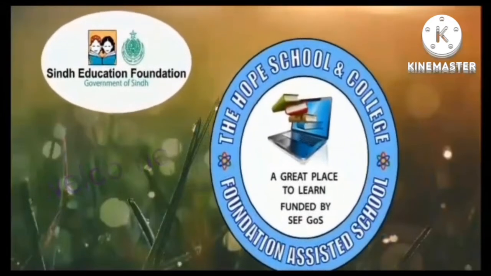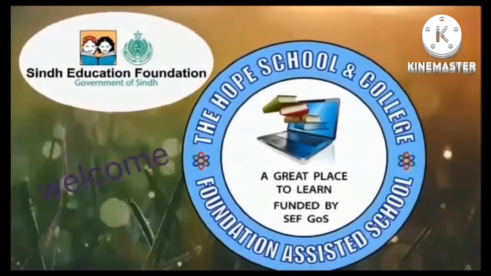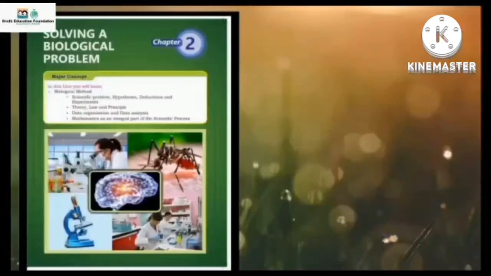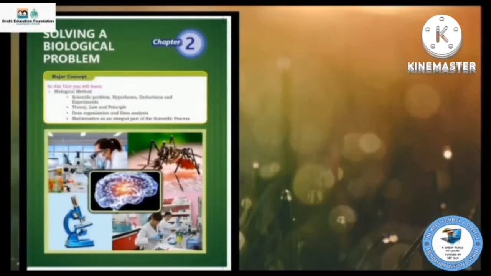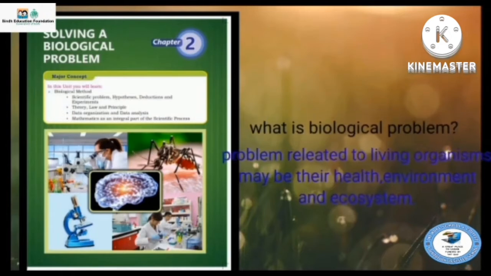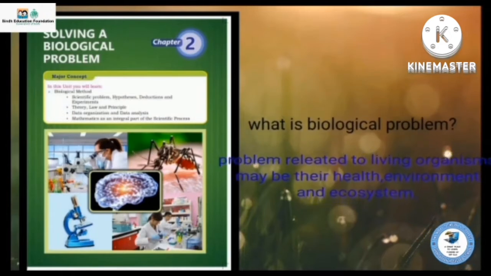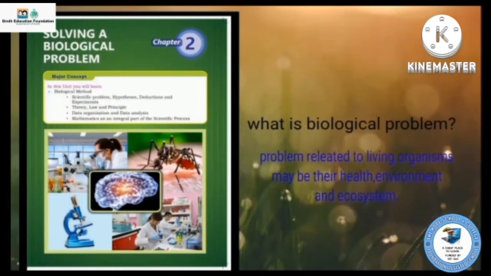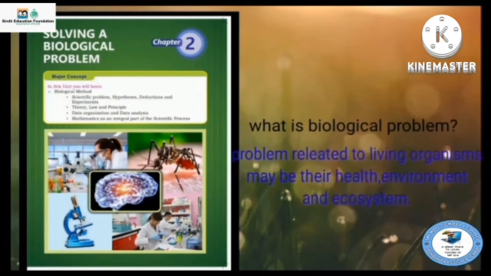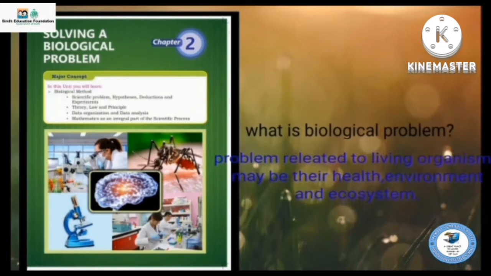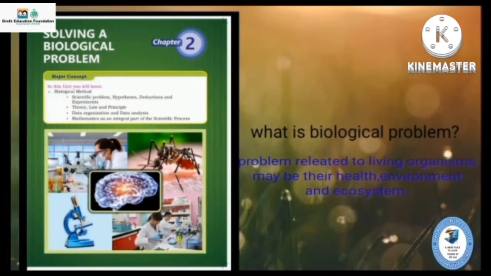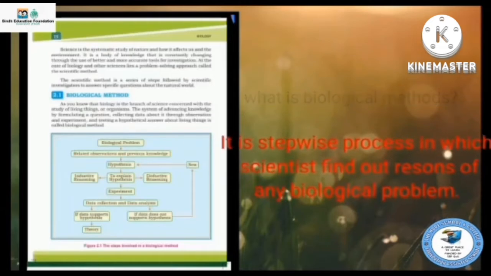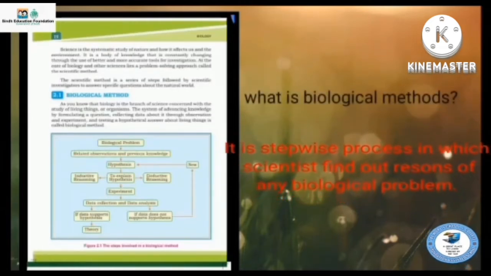As we discussed in the previous video, the introduction of biology of ninth class, now we will discuss the second chapter, which is about solving a biological problem. What is a biological problem? Problems related to living organisms, maybe their health, environment, and ecosystem. For example, malaria, which is caused by the female mosquito Anopheles, and it is a very killer disease. To solve this problem, there are biological methods.